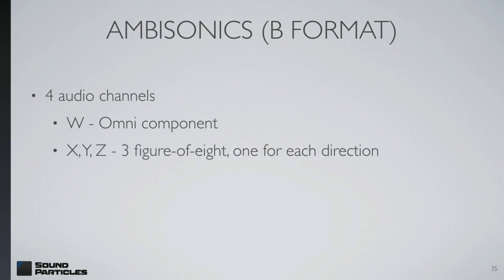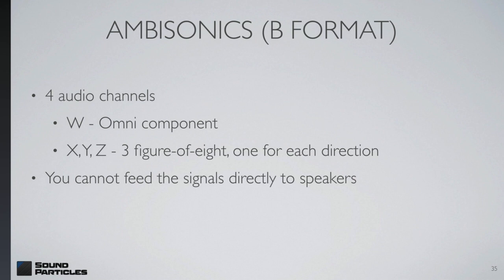Then you have 3 channels that will represent exactly a figure of 8 with different axes. So imagine that you place a figure of 8 left, right, another figure of 8 front, back, and another figure of 8 top, down, okay? And by doing this, these are the 4 channels that you get from Ambisonics, okay? Be careful because although this represents audio, you cannot feed this directly to the speakers, the same way that you cannot feed the mid side directly to the speakers. Essentially, you have to have a matrix to decompose this to the speakers, okay?